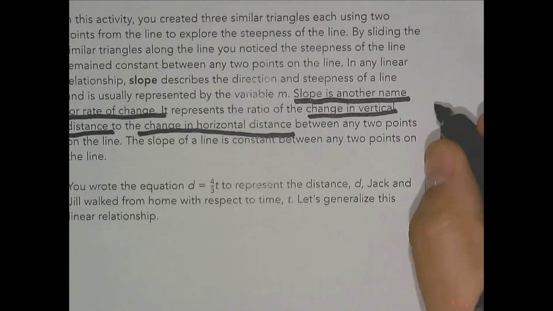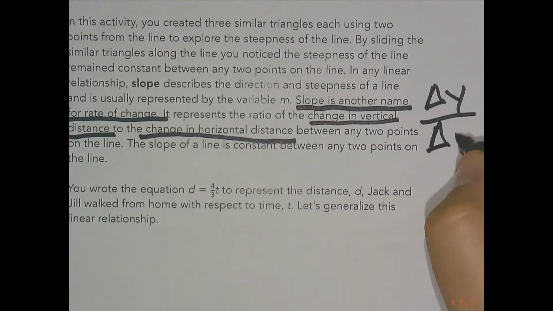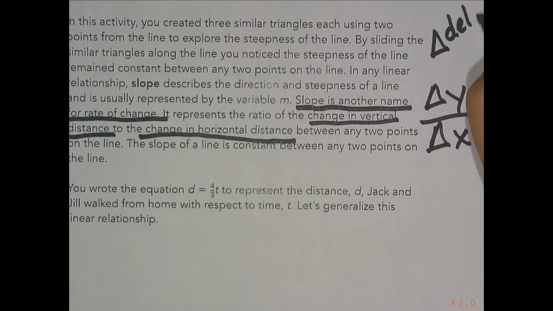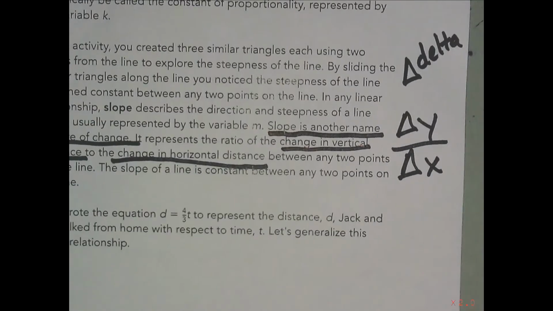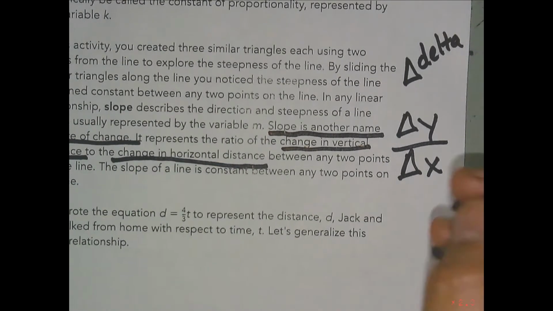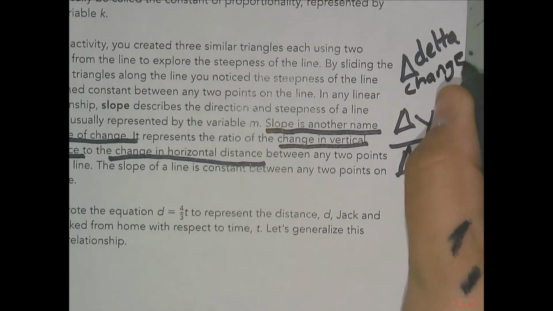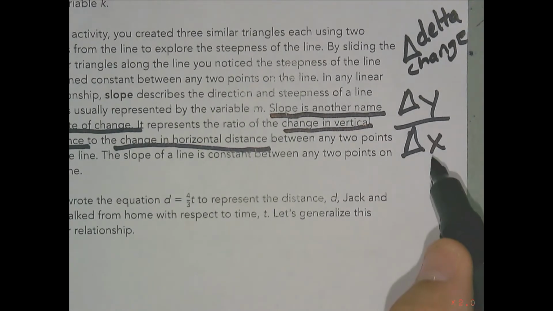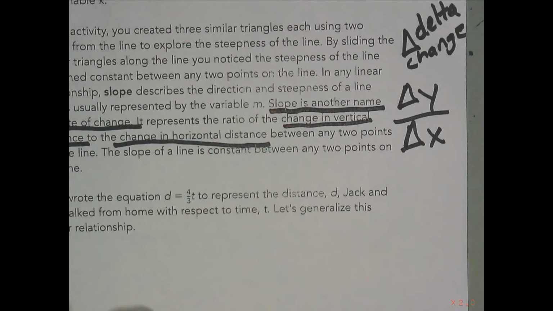Now, over to the side, I want you to write this. This is delta y over delta x. This is the Greek letter delta. Our letter, capital D, is based on that kind of triangular shape. Now, that just means change. We use the letter delta to represent change. So this is really saying the change in y, or the change in the vertical, over the change in x, which is the change in the horizontal. Now, the slope of the line is a constant between any 2 points on the line.